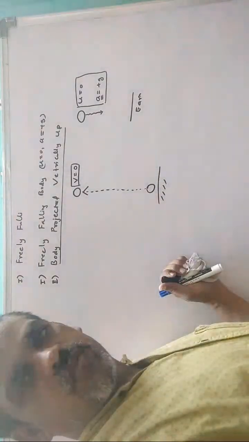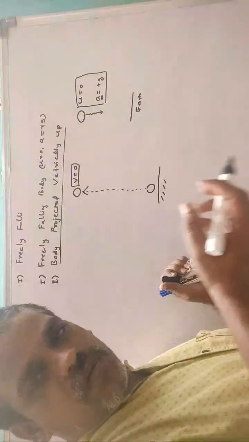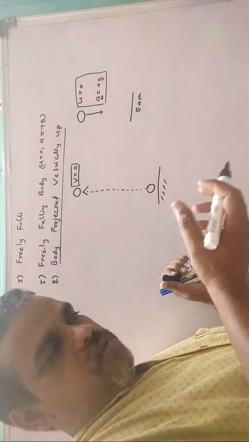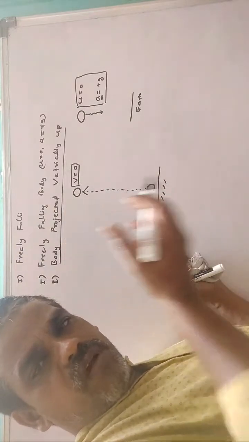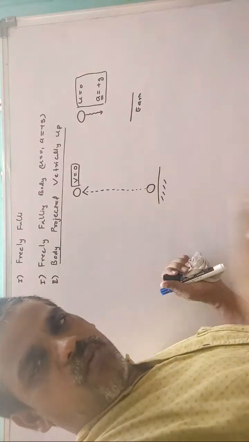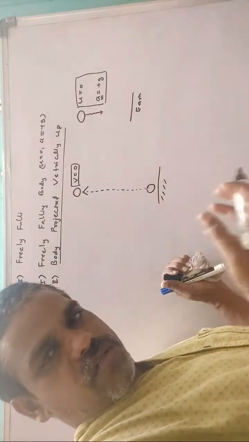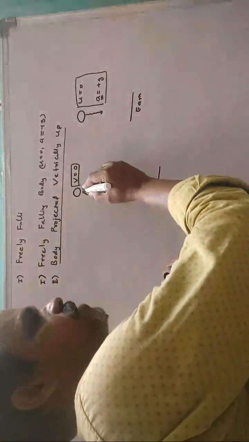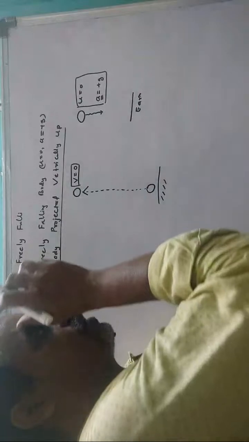Final velocity of the body is 0. So the body is projected with some velocity, and only then will the body go up. If you are not giving any velocity, and just release it upward, the body will not go. So we have to give some velocity, then it will go up. At reaching maximum height, the final velocity of the body is 0.